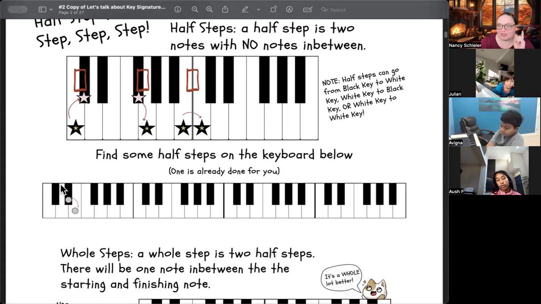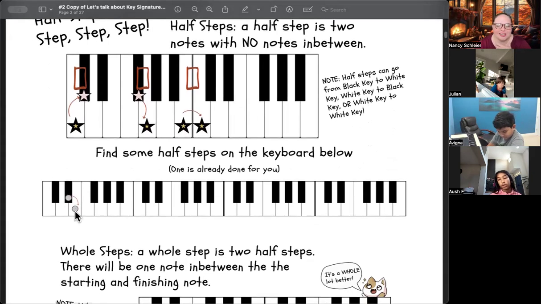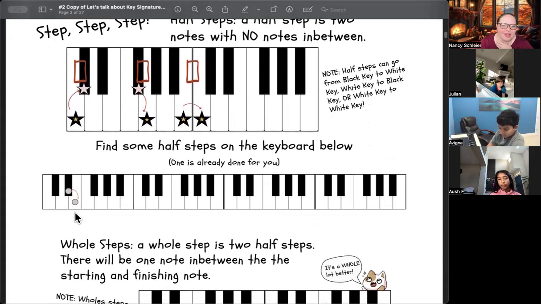Now, once I send out the worksheet, I just got this finished a few minutes ago, so I apologize that I didn't send it out beforehand. But you'll put in the half steps down here. You can find a couple.